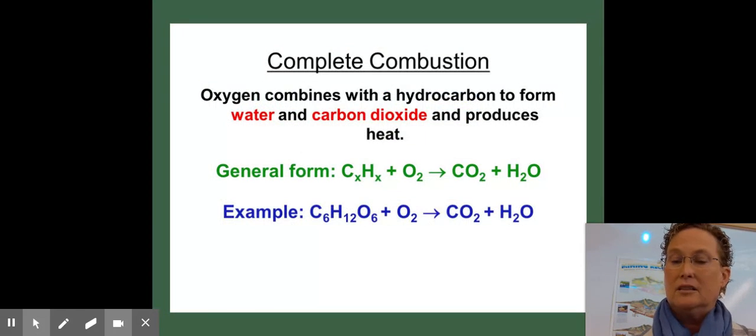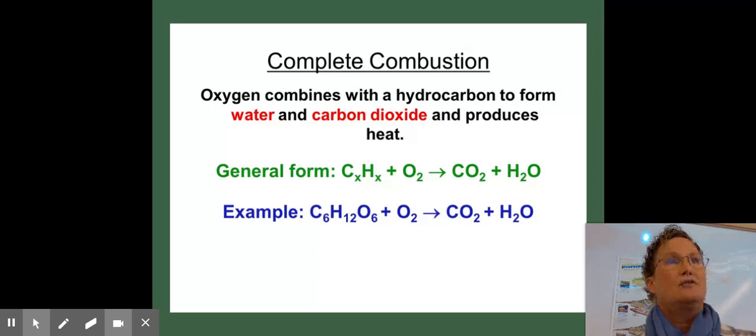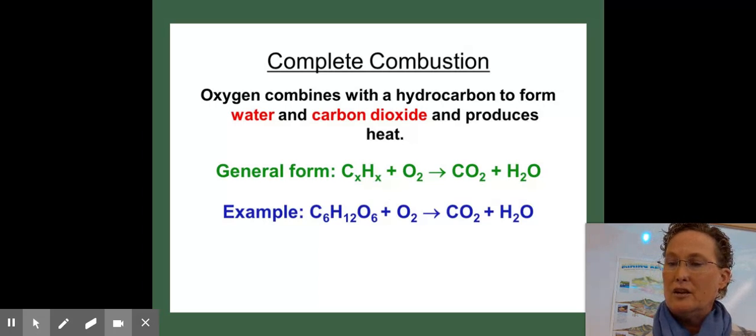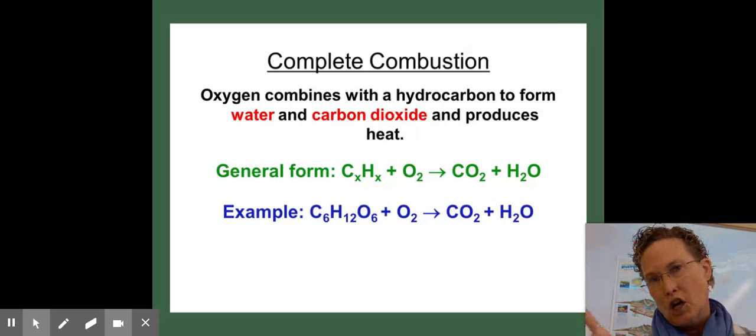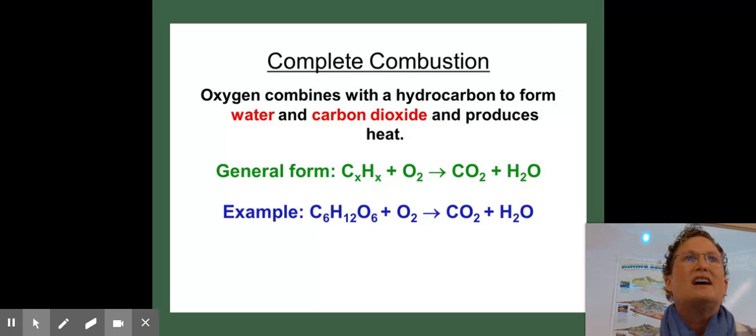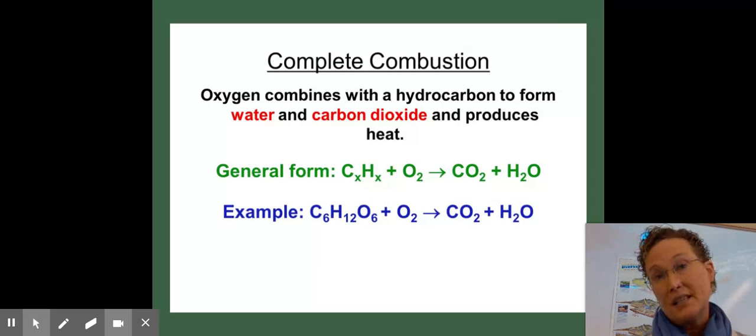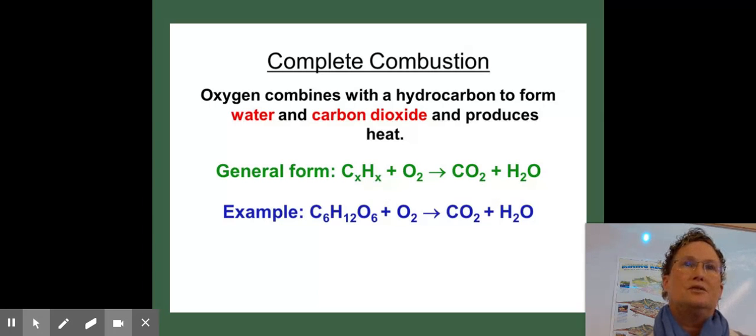So we'll talk about how that's burned. We have what's called combustion, because that's how you get energy from these fuels. Oxygen combines with hydrocarbon to form water and carbon dioxide. That produces heat. The general formulation is CxHy, where x could be any number, long chains of carbons and hydrogens. So a hydrocarbon, get it? You add oxygen, and that gives you CO2 and H2O. Here's an example: C6H12O6 plus O2 gives you CO2 plus water.